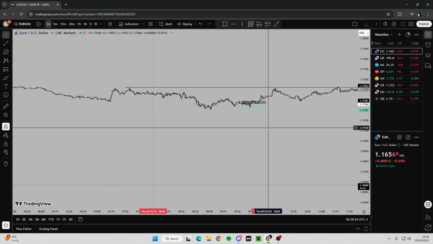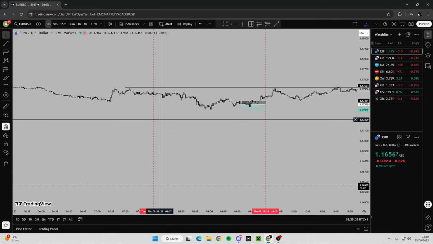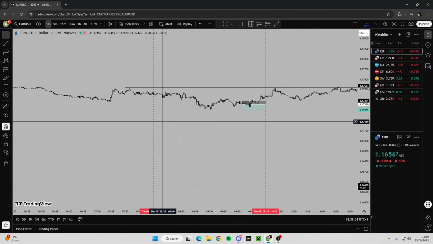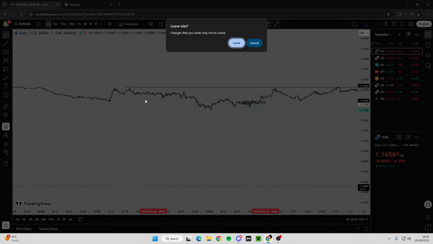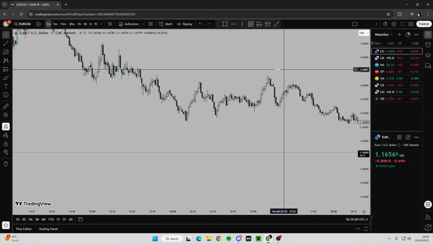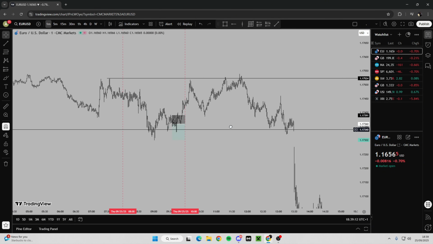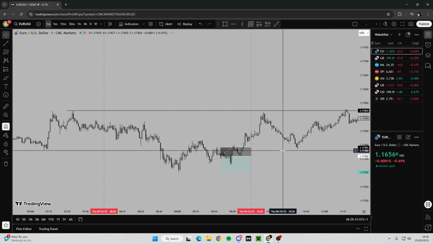But why does my TradingView keep freezing? Let me try reset. Yeah, it should be fine.